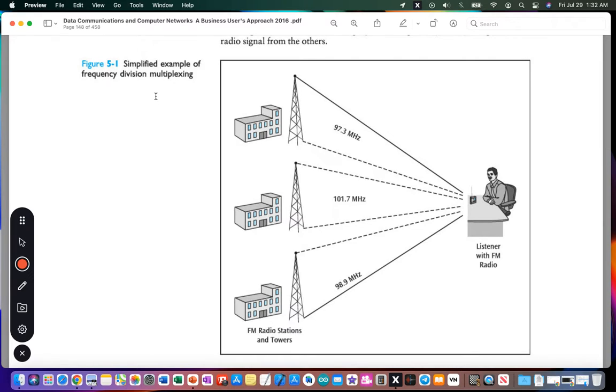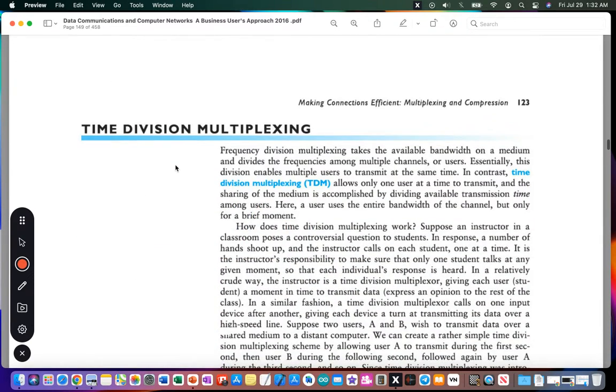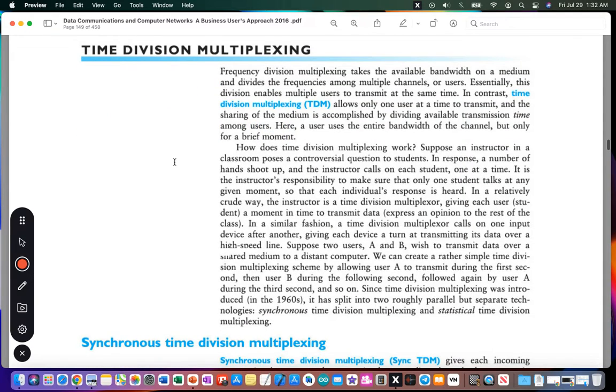Simplified example of frequency division multiplexing, FDM: radio stations and towers transmit different channels, and the listener receives one at a time. Guard band. To keep one signal from interfering with another signal, a set of unused frequencies called a guard band is usually inserted between the two signals to provide a form of insulation, just like a cushion, just like a space, a safe area. All right? And that was FDM.